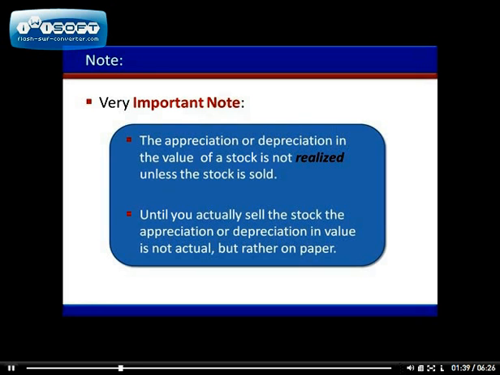So it can show me on paper that I have a $200 gain or $200 profit on a particular stock that I bought 5 years ago. But unless I sell that stock, it's just on paper. This is very important for you guys to understand.